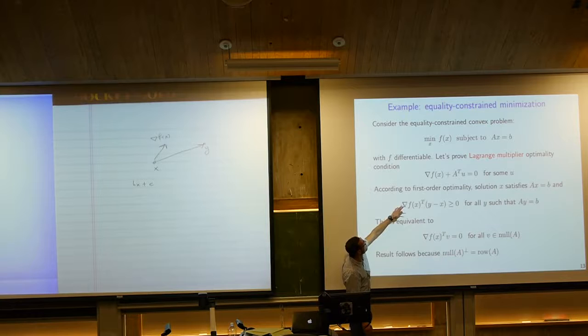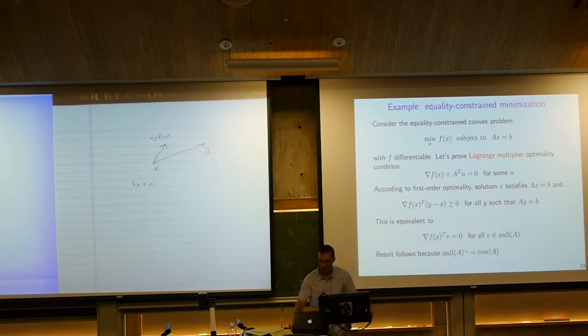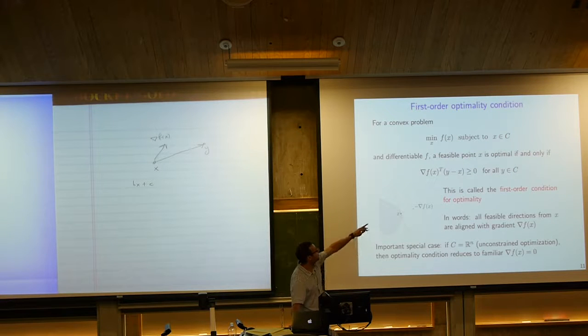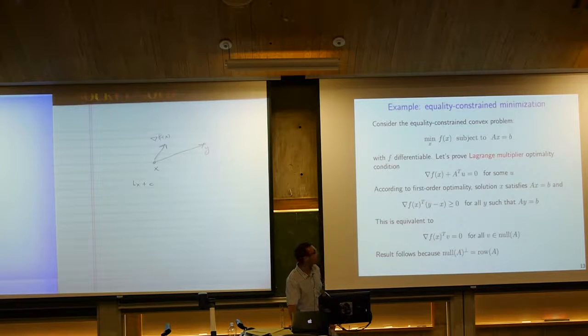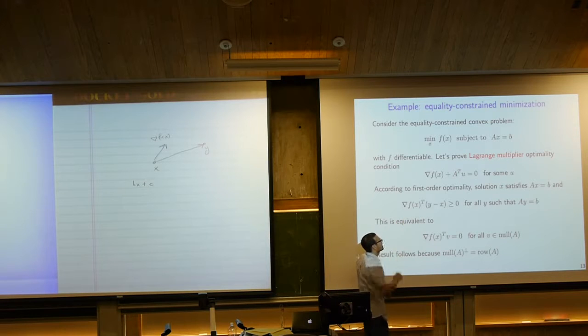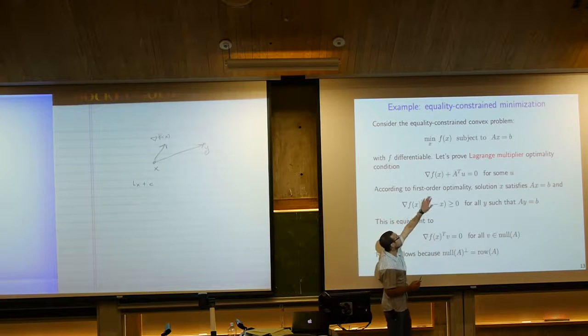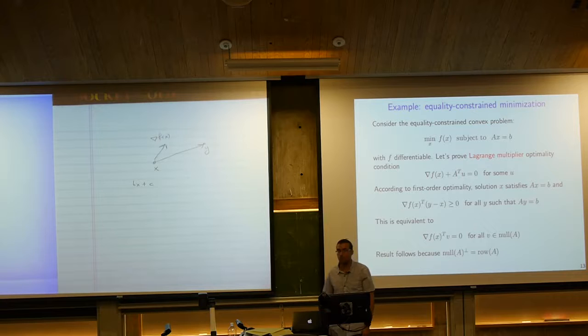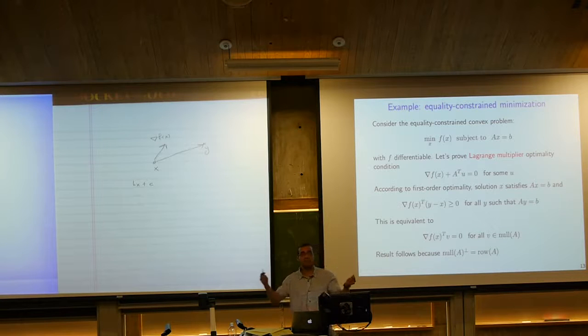So the first order condition for optimality, this guy right here that we learned, in the case of an equality constraint, when C is just the linear space, the set of all x for which Ax is equal to b, actually reduces to this. The gradient of f of x plus A transpose u must be 0 for some u. If I can find an x and a u for which that's true, then I have the solution at x. Okay? And the check for that is basically on the slides.